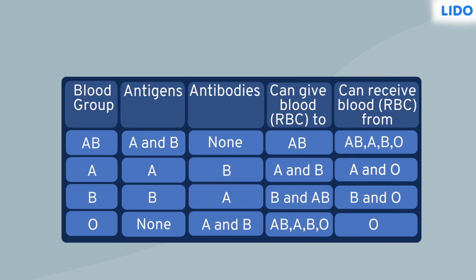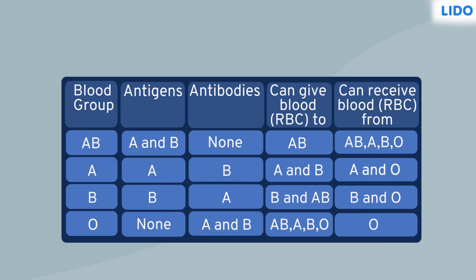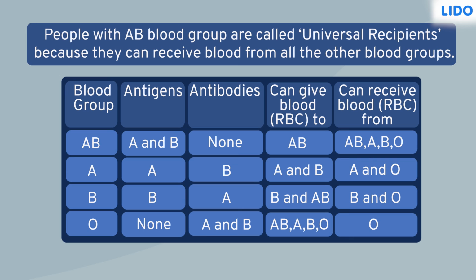As per her learning, she noted that a person with O blood group has both antibodies but no antigens. This meant they could donate to people with any blood group and are thus called universal donor. On the other hand, a person with AB blood group has both antigens but no antibodies. This meant they could receive blood from anyone and are thus called universal recipient.